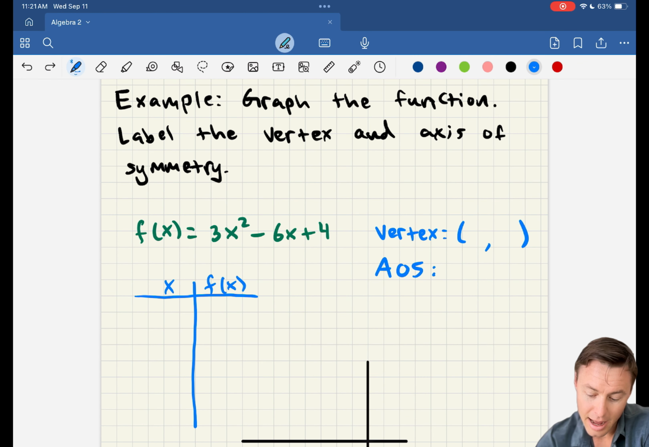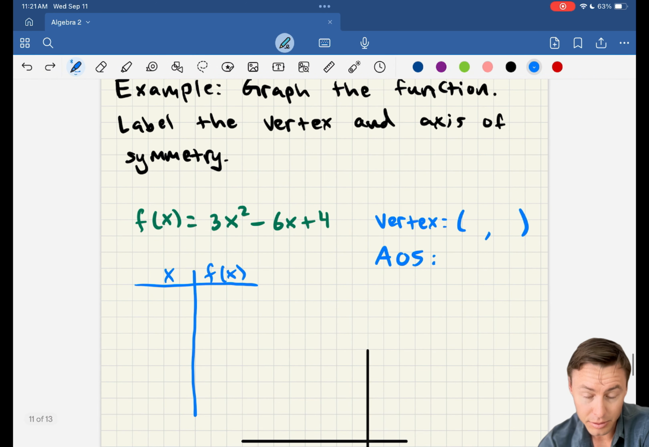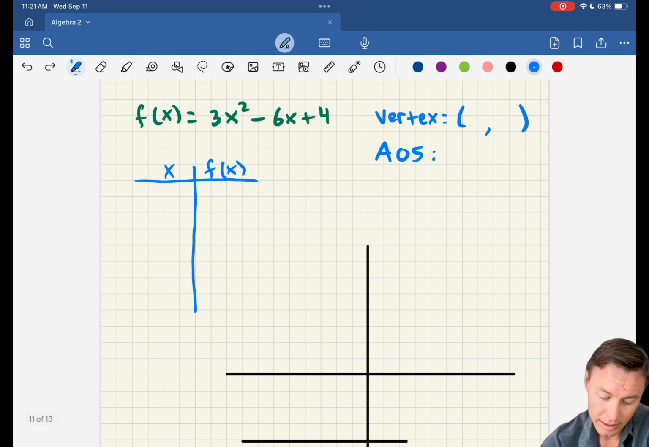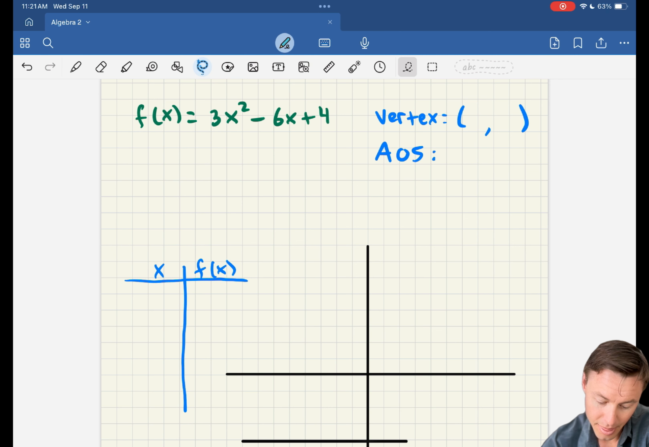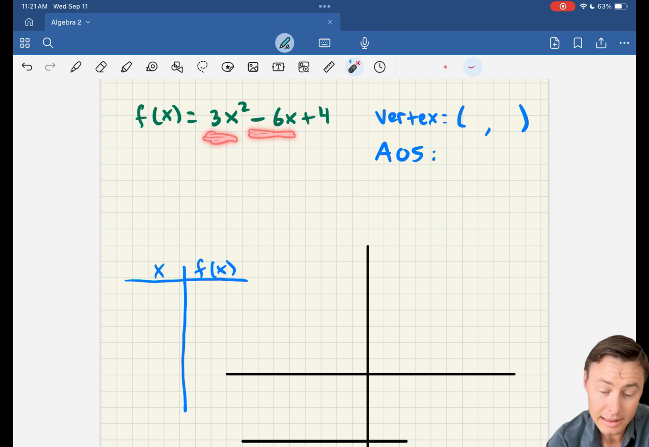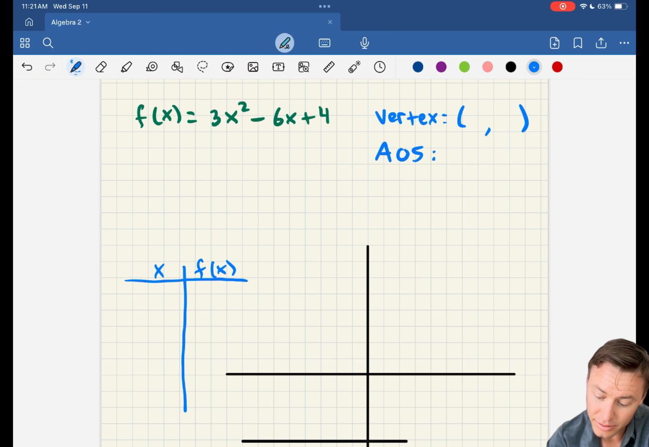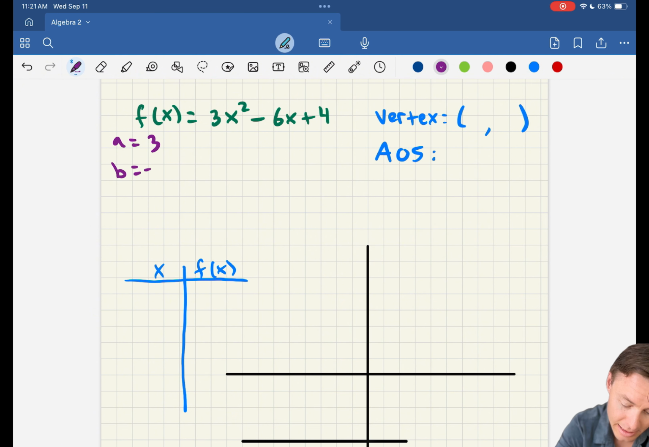Next example, we have a standard form quadratic, and we want to graph it, and we want to label the axis of symmetry and the vertex. Okay, so check this out. We've got our standard form quadratic. How did I know it was in standard form? Because it's written in the form ax squared plus bx plus c. Okay, let's identify our a, b, and c values. So our a value is 3, our b value is -6, and our c value is 4.